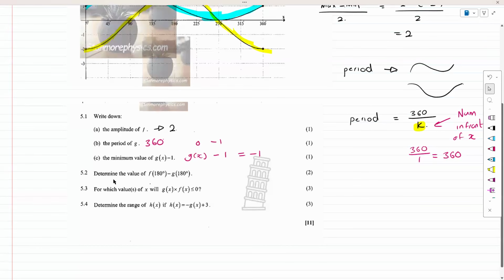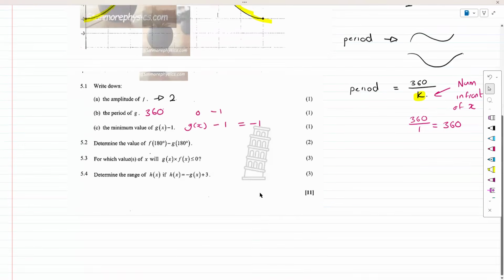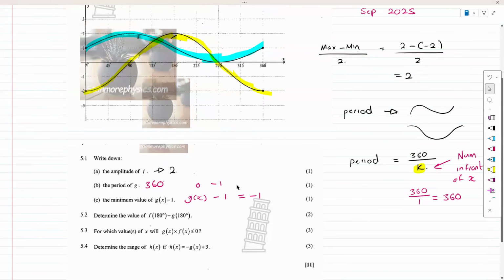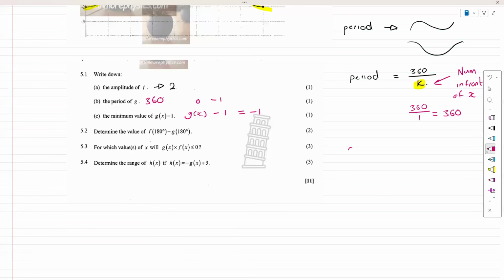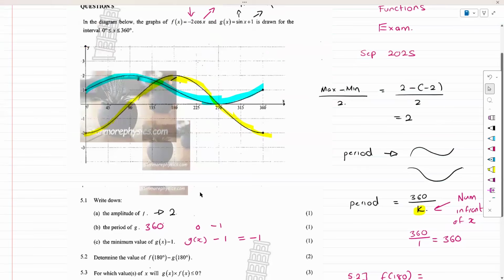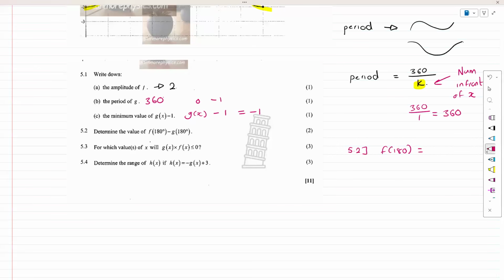Determine the value of f of 180 minus g of 180. Okay, cool. Now this seems like it's difficult. Maybe not. But the truth is, generally, questions like this only seem difficult. Once you understand it, it's fine. Let's go to the f graph, which is the yellow graph. Look at 180. And if I go to the f graph, at 180, I think my point is 2. There's the 180 point that's here. So my point's 2.